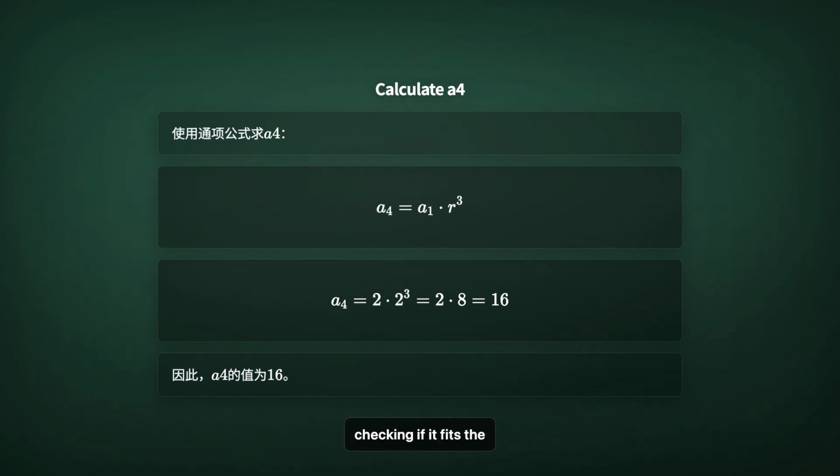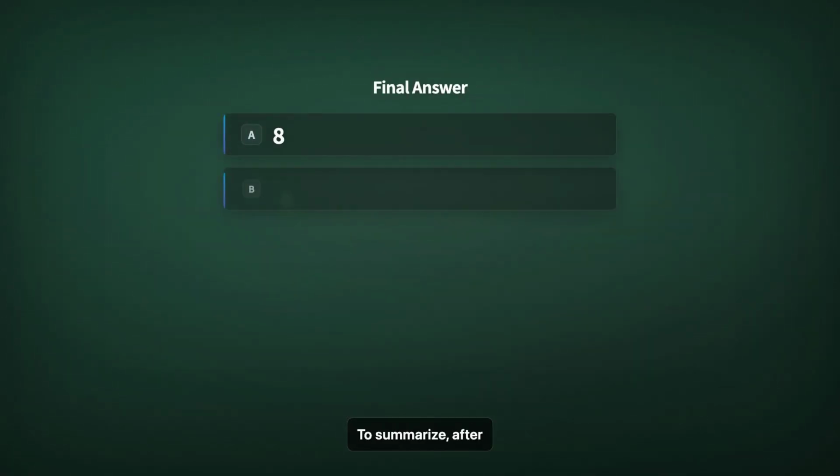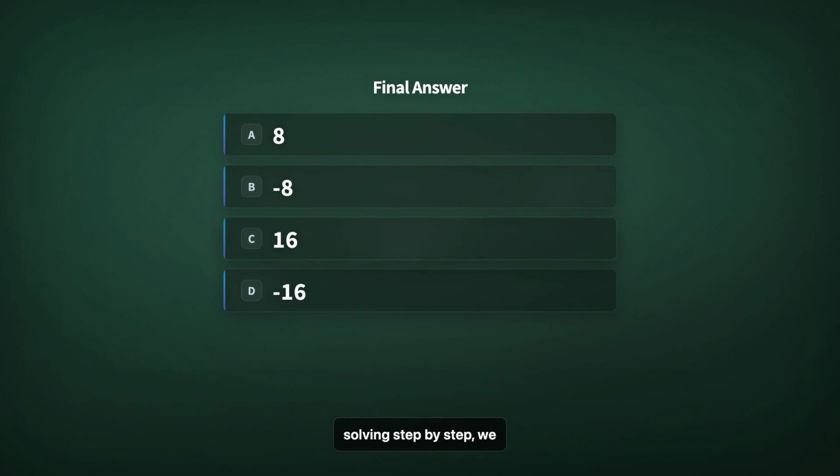We should verify this by checking if it fits the sequence pattern. a sub 1 is 2, a sub 2 is 4, a sub 3 would be 8, a sub 4 is 16, and a sub 5 is 32, which matches the given a sub 5, confirming our calculation is consistent and correct. To summarize, after solving step by step, we found that a sub 4 equals 16, which corresponds to option C.